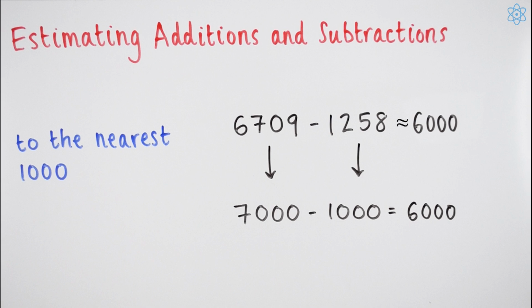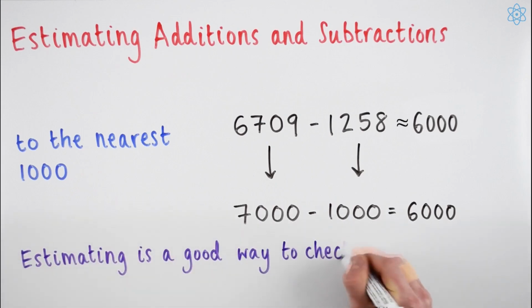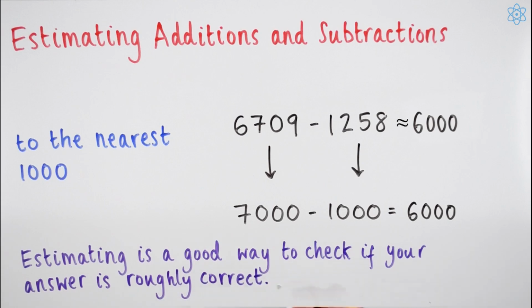Even though we can't get the exact answer by estimating, it does help us check the answer that we work out using a written method is likely to be correct. If we used a written method and got something like 400 as an answer, we would know something had gone wrong. Now it's your turn. Next time you're buying something in the shop, see if you can estimate how much your items will cost and how much change you should get. Then you'll know straight away if you've been given the wrong change.